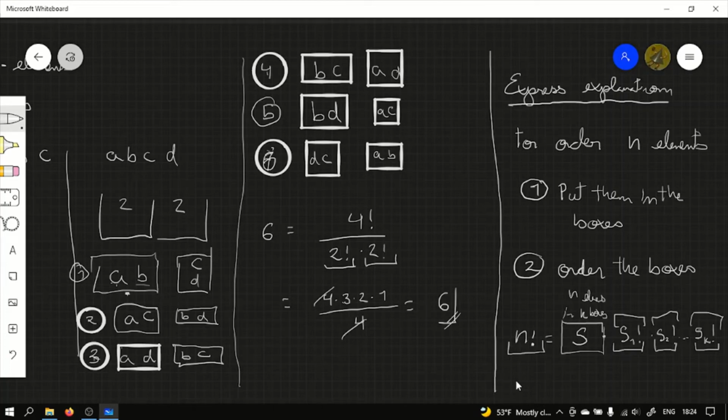If you convince yourself that it's the same to order n elements as to put them first in the boxes and then order each box separately, then this has to be equal to n factorial over S1 factorial through Sk factorial. Yeah, it's really cool, right?